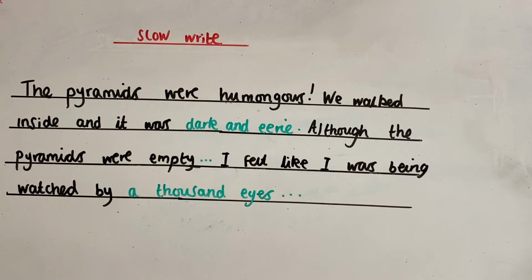As you can see, I've used the adjectives dark and eerie, which helps me to describe what it might look like in the pyramid. I've also used 3 little dots, which we called ellipses. This is to build suspense. And lastly, I wrote I was being watched by 1,000 eyes. This helps to add suspense to the atmosphere I'm trying to create when using emotive language.